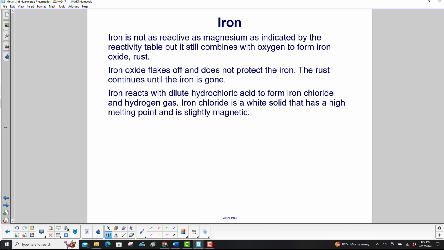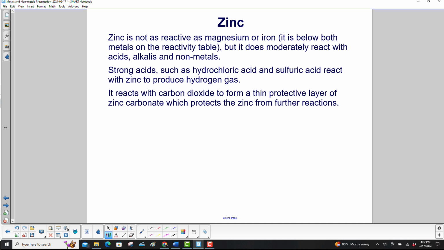Iron reacts with dilute hydrochloric acid to form iron chloride and hydrogen gas. Iron chloride is a white solid that has a high melting point and is slightly magnetic. Zinc is not as reactive as magnesium or iron. It is below both metals on the reactivity table, but it does moderately react with acids, alkalis, and nonmetals.